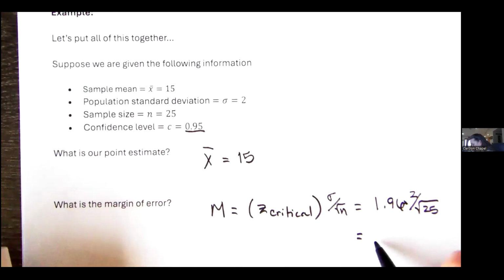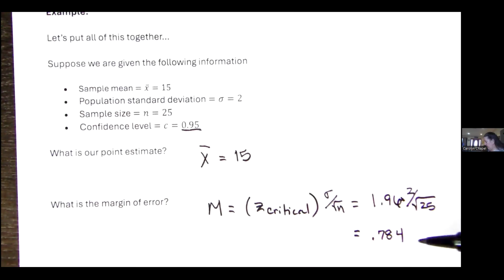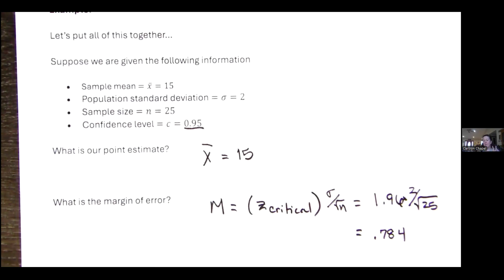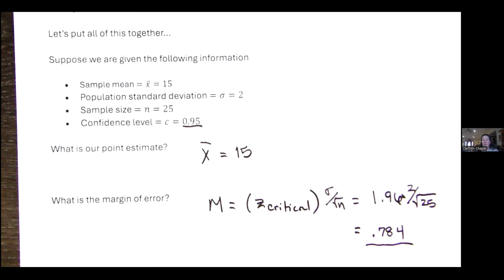So I am fairly confident that my point estimate is accurate to 0.784. So I'm 95% sure that my point estimate, that the true mean is somewhere between going up a little bit and down a little bit of that 15. So what we do is, since I kind of told you, here's my point estimate, and I am 95% confident that my true mean is within that bar from my point estimate.